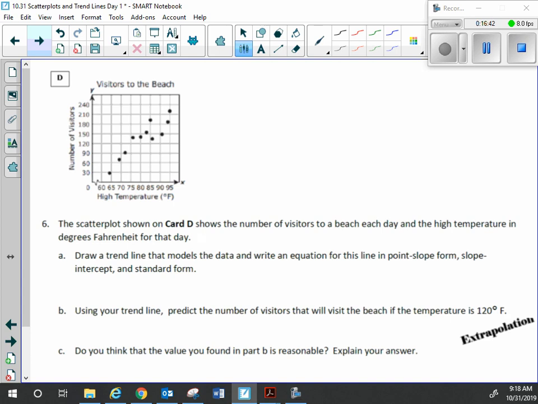So, looking at card D now, the scatter plot on card D shows the number of visitors to a beach each day and the high temperature in degrees Fahrenheit for that day. Draw a trend line that models the data and write an equation in point-slope form, slope-intercept, and standard. Oh boy. Okay, so we'll get started together. Everybody go with that? Okay.